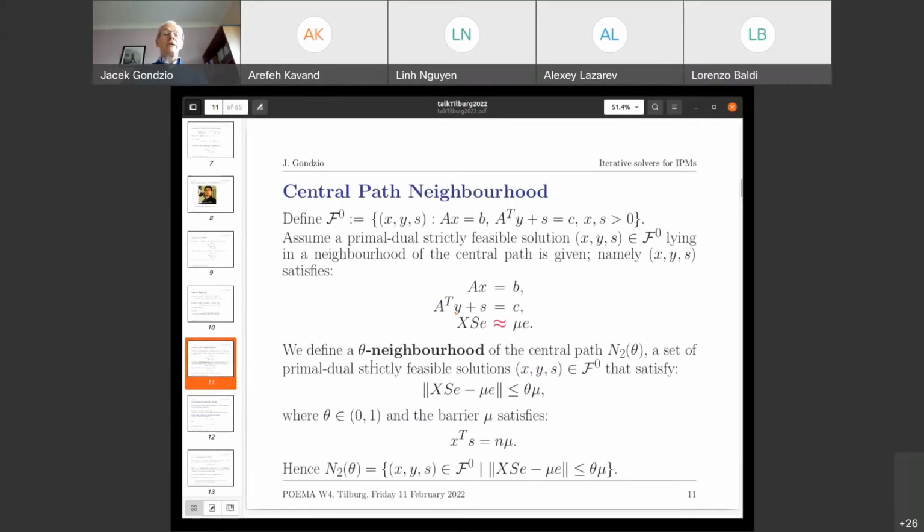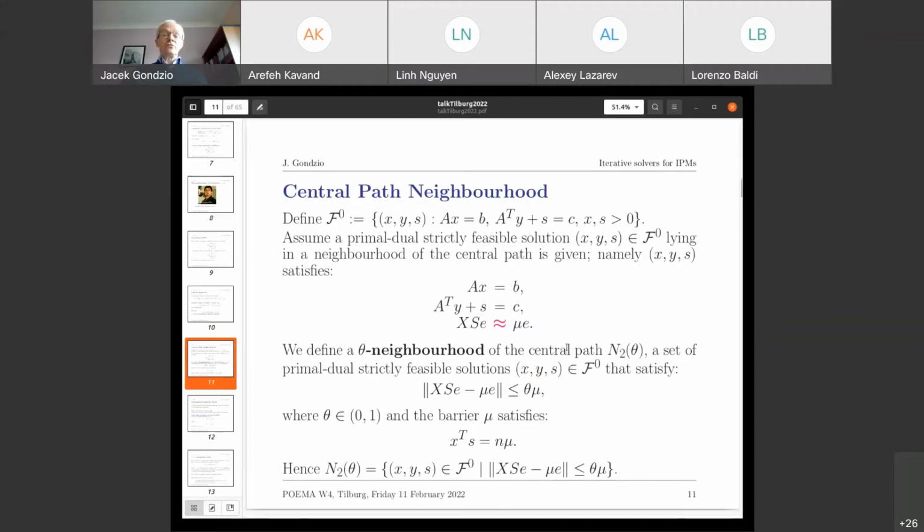We could define the neighborhood, which is the set of points which are close to the central trajectory, if we just replace this approximate satisfaction of an equation with an admissible error in this equation. So here we say that the norm of the error in this last equation should be small. To be more precise, it should be smaller than some fraction of the barrier parameter mu.